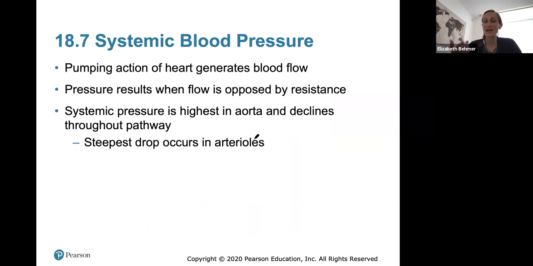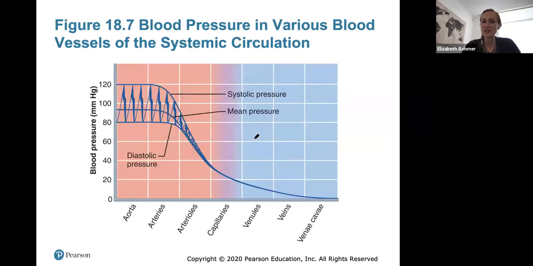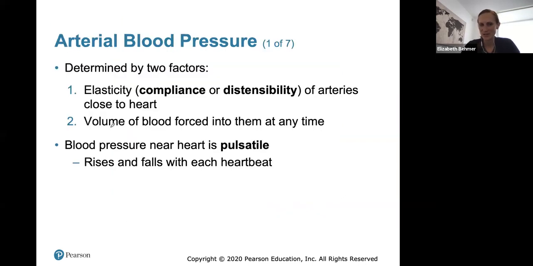Systemic pressure is always highest in the aorta, right when the blood is ejected, and it will decline throughout the arterial pathway. The steepest drop-off occurs in the arterioles, and then we get to venules and veins, where blood pressure is always the lowest. We measure blood pressure by looking at the systolic pressure right after the ventricles contract, then we put that number over the diastolic pressure after they relax. So here we have 120/80, which is normal blood pressure.